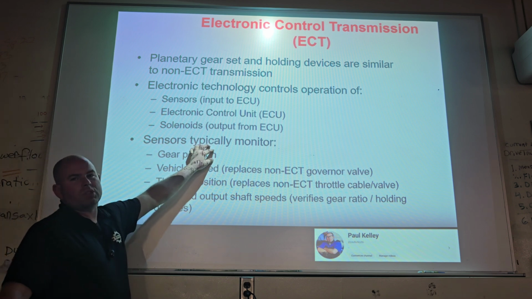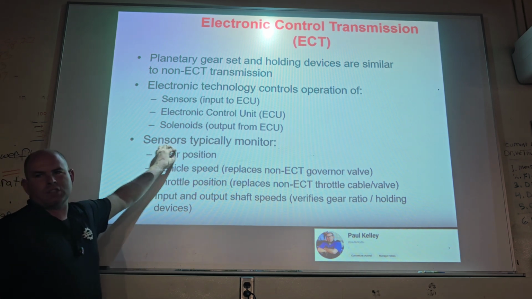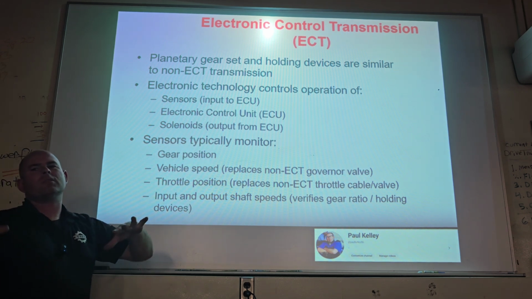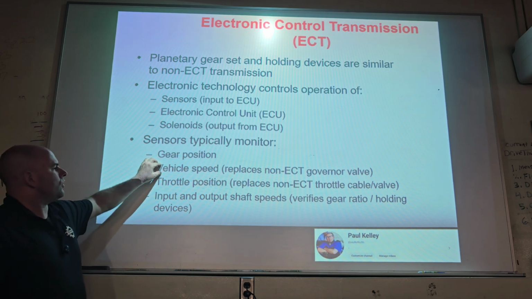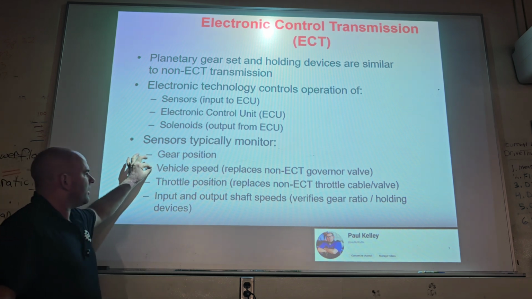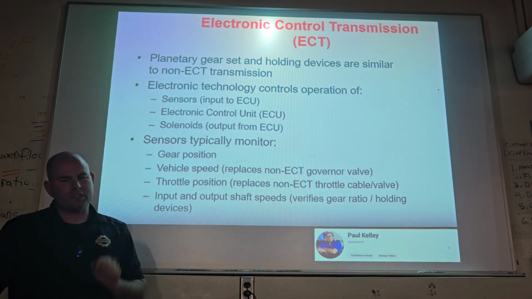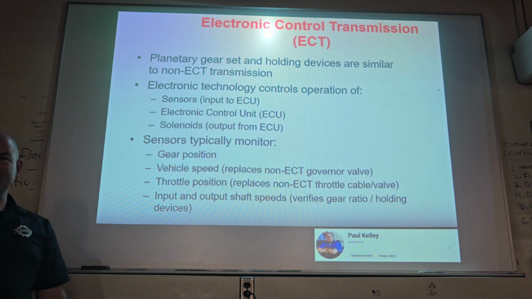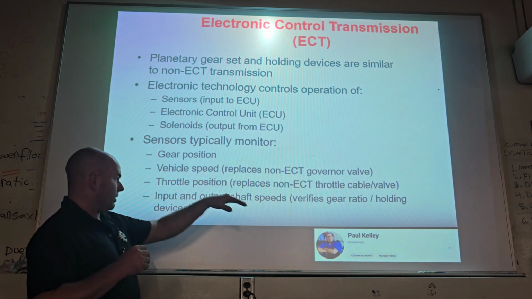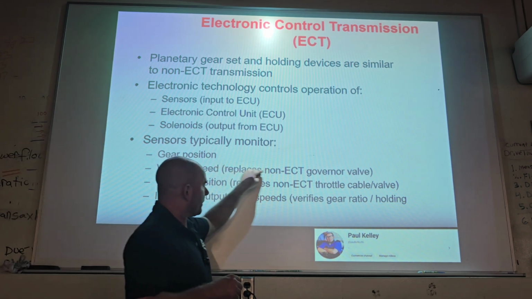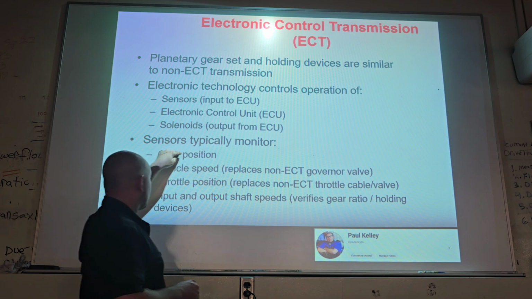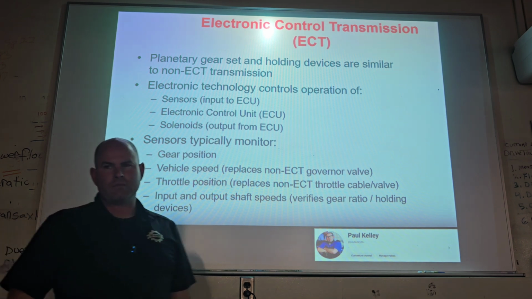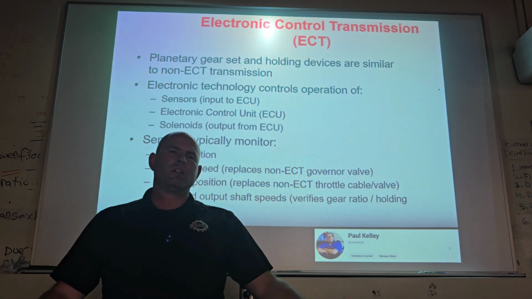Gear position, I think you mostly understand. That could be as simple as a range switch that tells you where your manual valve is. Vehicle speed, let's think about that. On a hydraulically controlled transmission, what indicated vehicle speed? Exactly. So we had a governor, and now we've eliminated the governor and we've gotten a vehicle speed sensor instead. Not a really hard concept.